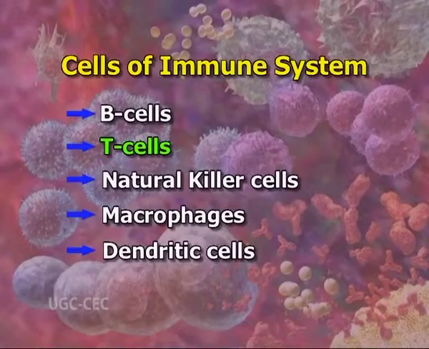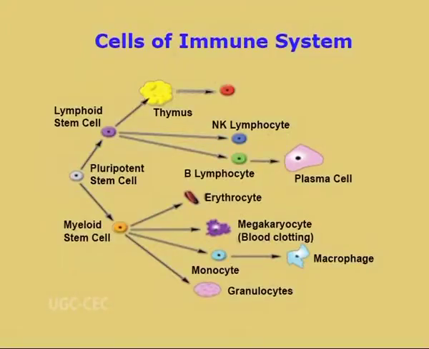Now we will see T cells. T lymphocytes are produced in the bone marrow, but they migrate to thymus for their maturation. They are usually divided into two major subsets that are functionally and phenotypically different. T helper cells, which are also called CD4 plus T cells, are involved in coordination and regulation of immunological responses.